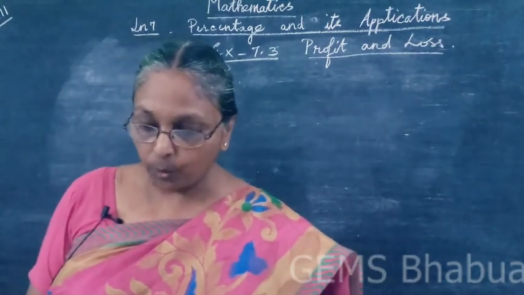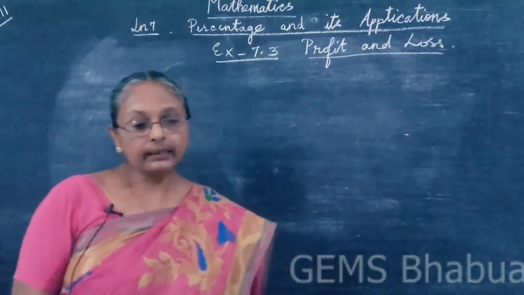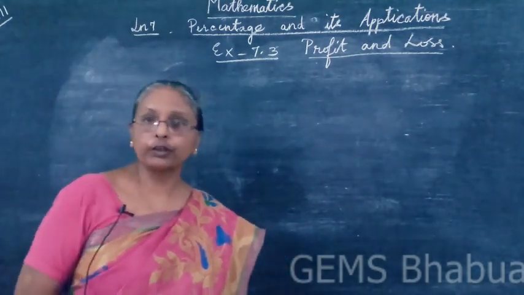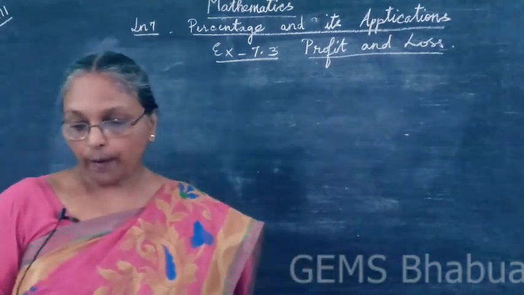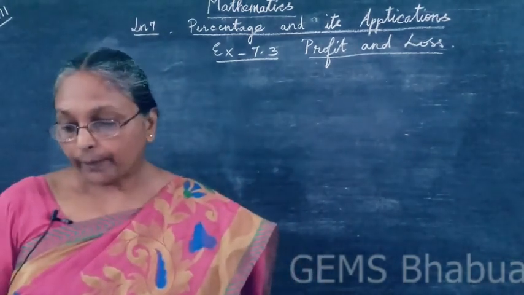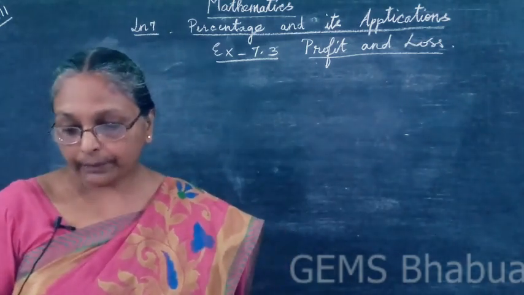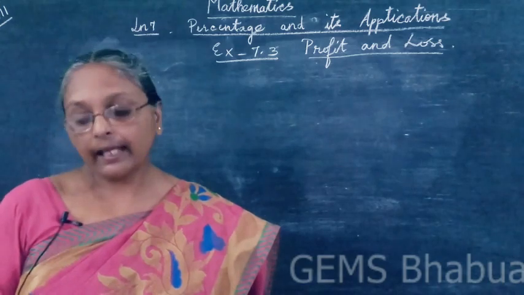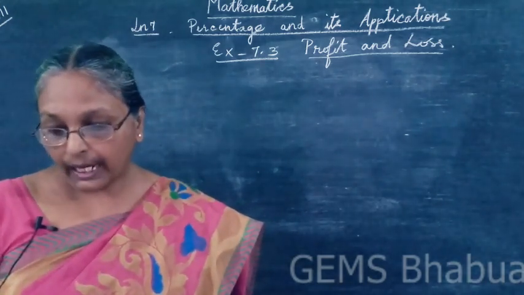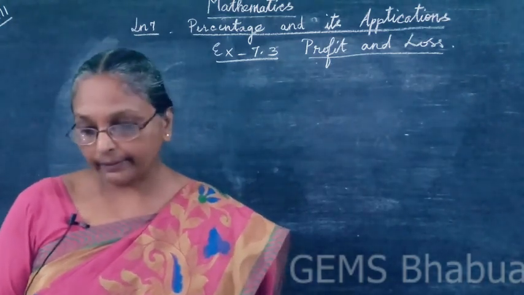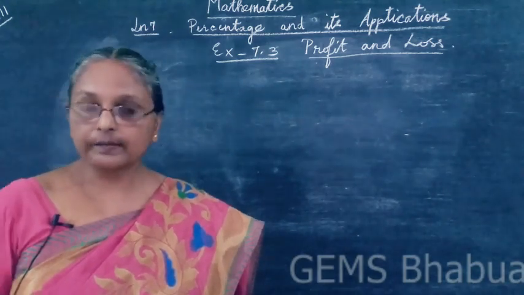You can see in your book the fifth sum in exercise 7.3. I will just read it out for you, then I will calculate it. In a furniture shop, 24 tables were bought at the rate of rupees 450 per table. The shopkeeper sold 16 of them at the rate of rupees 600 per table, and the remaining at the rate of rupees 400 per table. Find his gain or loss percent.